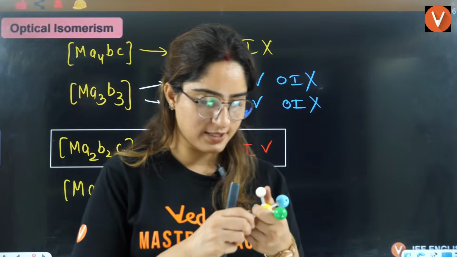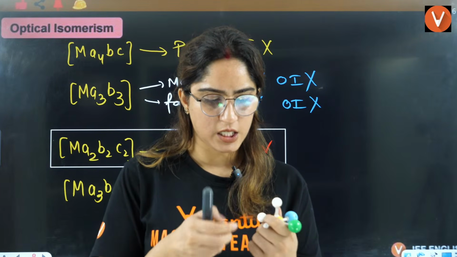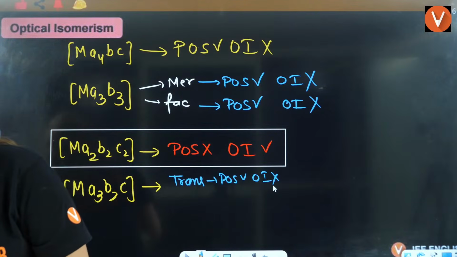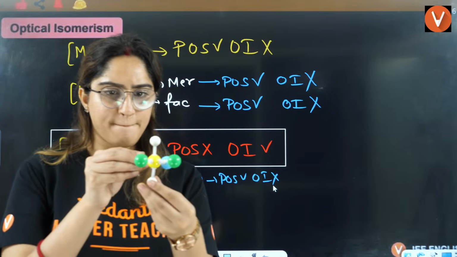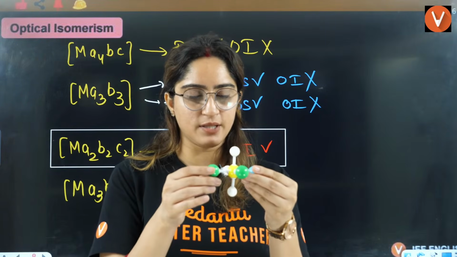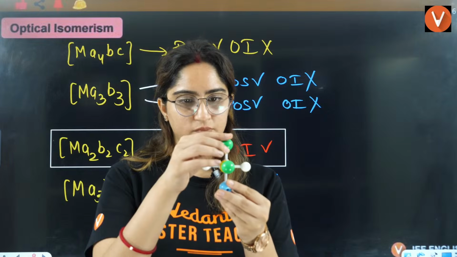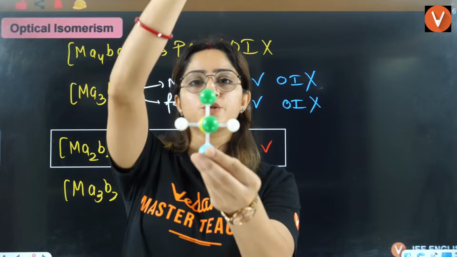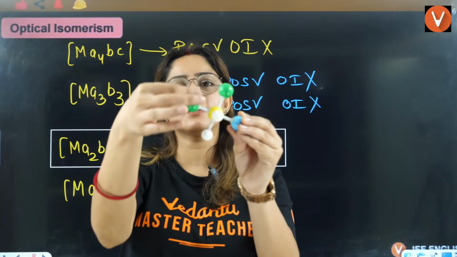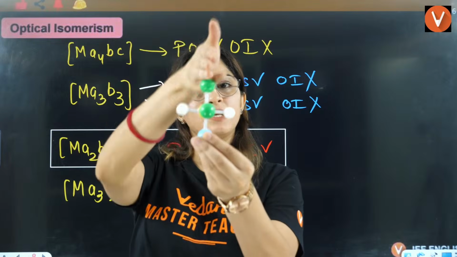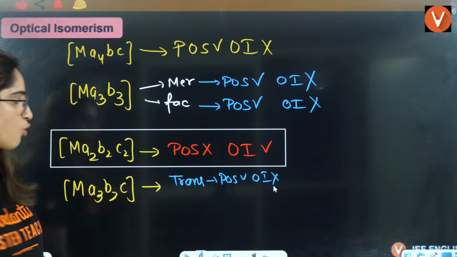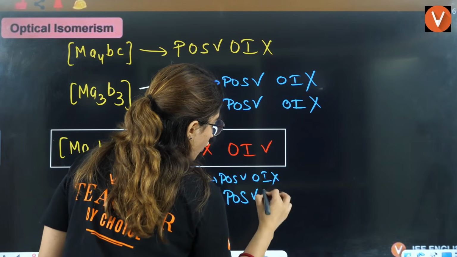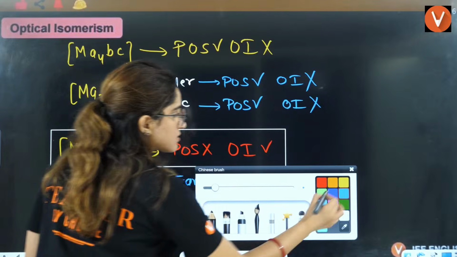In case of cis, when they are next to each other, in that case, is there any possibility? Let me see. Yes, in case of cis also you have this possibility. Cis means they are next to each other. That means in cis also POS is present. Optical isomerism will not exist.